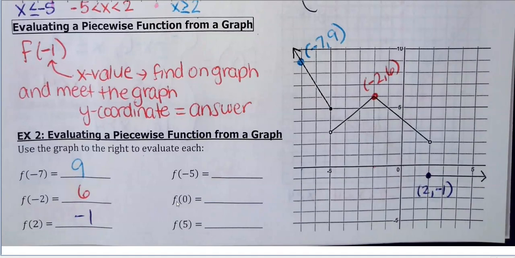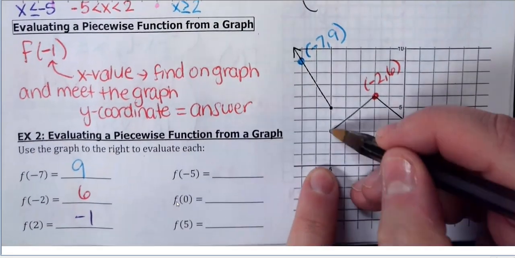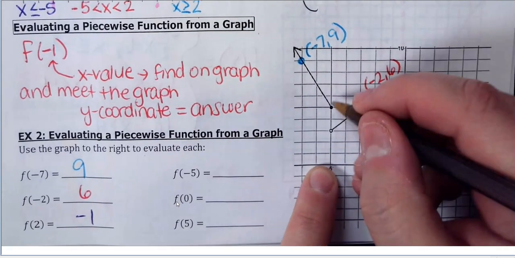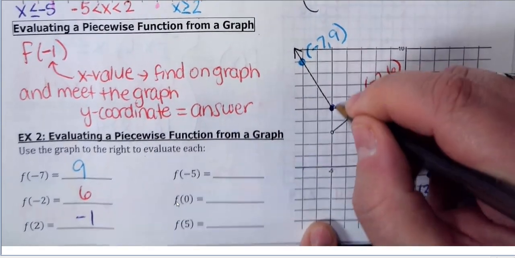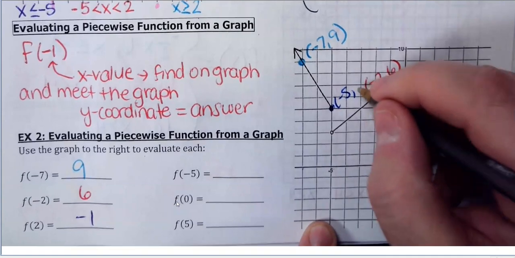All right, so same thing. If I do -5, right, there's a competition between the two. We don't want the open circle because I don't actually touch that point. So if I'm at -5, we're going to be up at +5 as our answer.